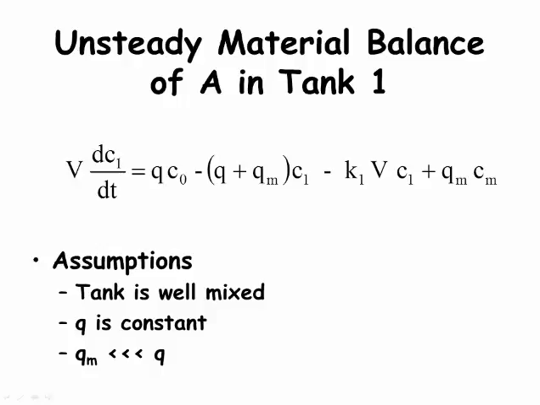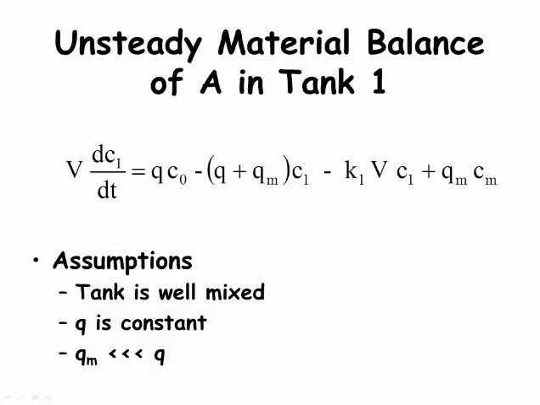The next term is negative and describes the amount of reactant A that is being broken down in tank 1. The final term is the amount of reactant A that is added from tank A. Even though the amount of flow, QM, is small, the amount of reactant A added is very important.